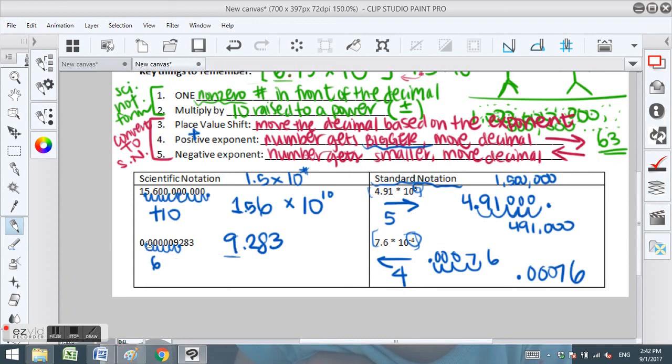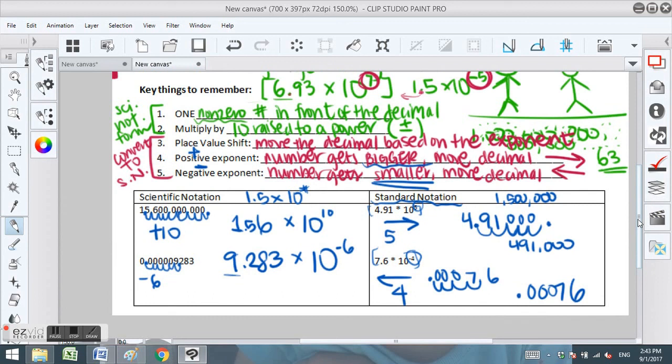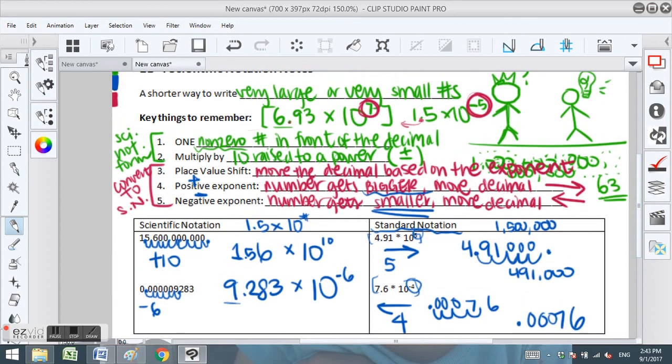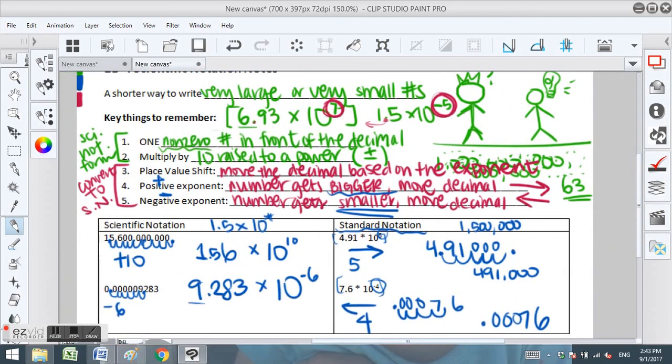So we moved it 6 times, and notice that this number started as a decimal. So 9.283 is much bigger than this number. So for scientific notation, 9.283 is going to get smaller, and therefore we have a negative exponent. So we raise 10 to the negative 6th power. And that's scientific notation, how to convert from scientific to standard and from standard to scientific.